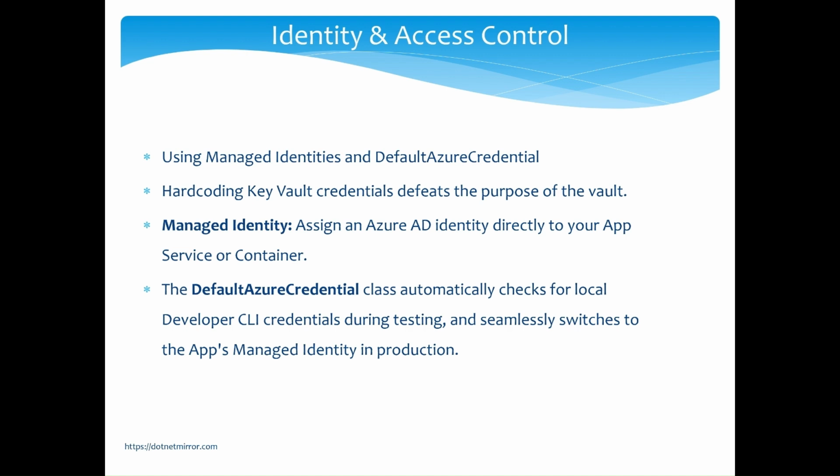This brings us to authentication. If you hardcode credentials like a client secret to access your Key Vault, you haven't solved the problem. You have just moved the secret to a different file. The gold standard here is using Azure Managed Identities. By assigning an Azure AD identity directly to your app service, your application can authenticate to the Key Vault seamlessly without any passwords. In our code, we achieve this using the DefaultAzureCredential class. This brilliant utility automatically checks for your local Azure CLI or Visual Studio credentials during your local debugging and seamlessly switches to the app service managed identity once it is deployed to production.